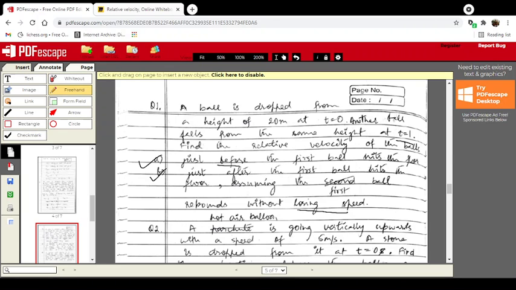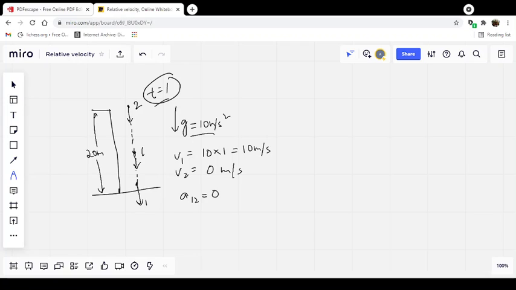Find the relative velocity of the ball. Let's say we want to find the velocity of the first ball with respect to the second. Let us say the downward direction is the positive direction. The velocity of the first ball minus the velocity of the second ball is 10 meters per second at t equal to 1, and we know that it won't change at all. So it would remain 10 meters per second just before the first ball strikes the ground. What would happen just after the first ball had struck the ground?